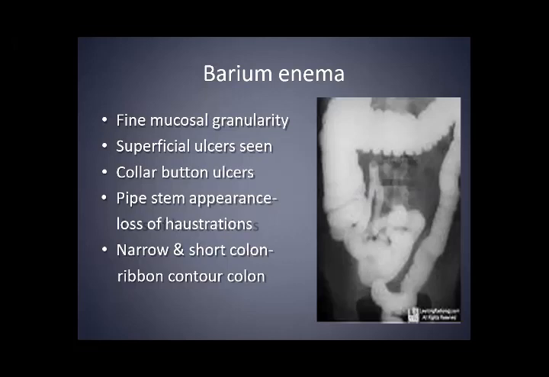You can see in the area of large gut the collar button, pipe stem appearance, loss of haustration, and you can go to narrowing and ribbon contour, or there is a short colon in an advanced stage, or there may be a toxic megacolon. In case of toxic megacolon, you don't go for barium studies, but it is an endoscopic picture.